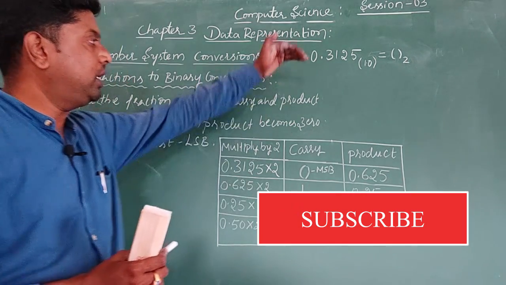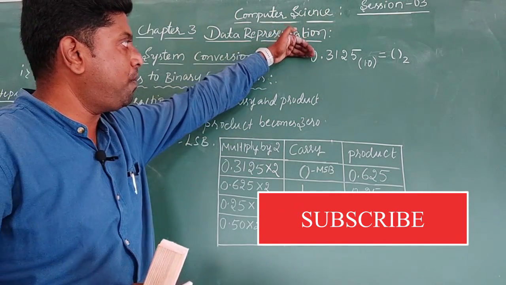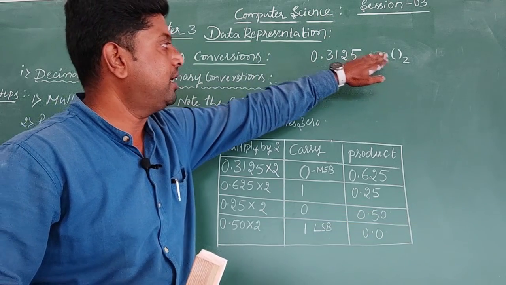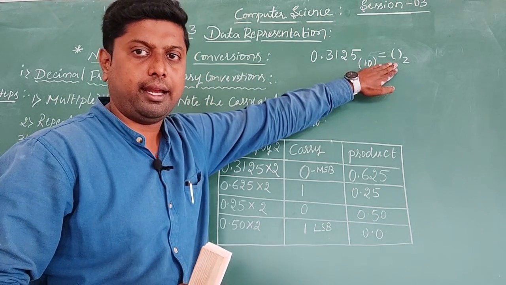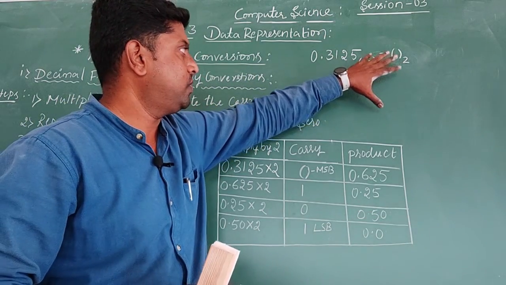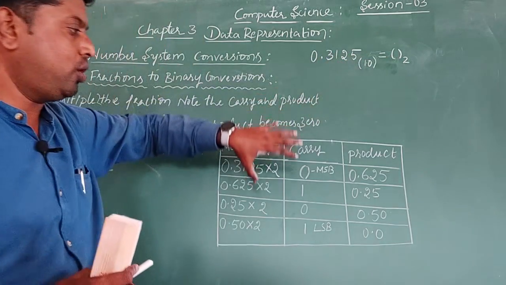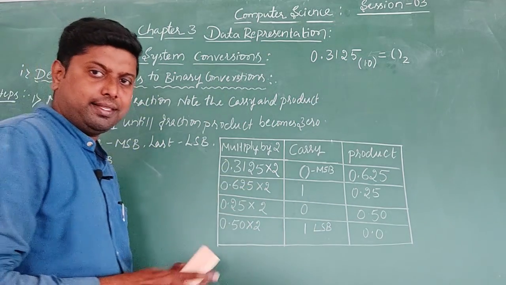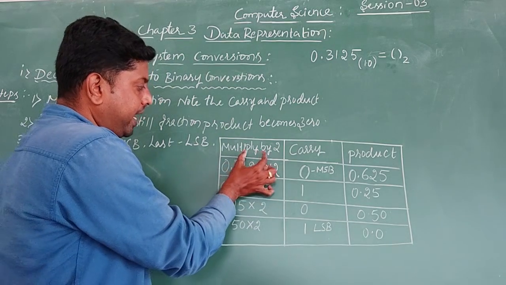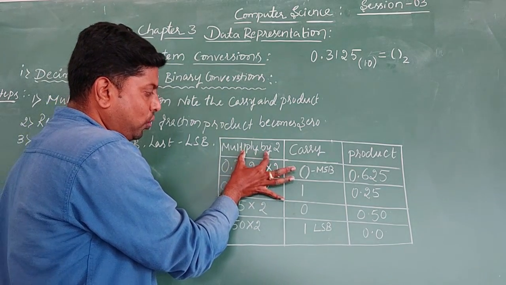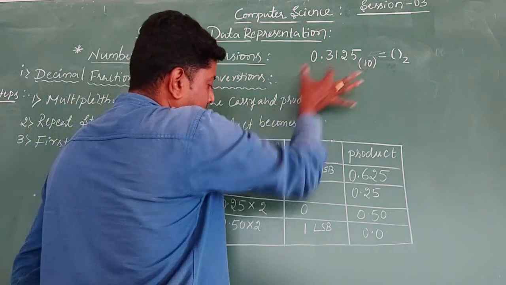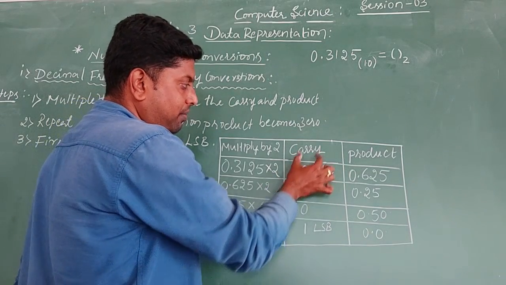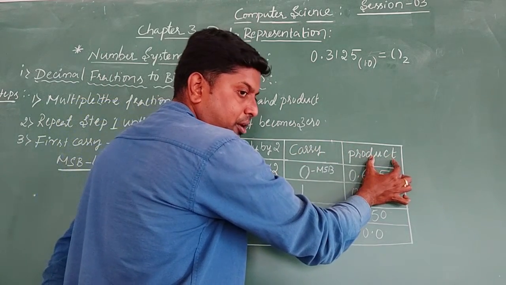If I want to consider this example, 0.3125 of base 10, that I want to convert into a binary number, for this I want one table. Now I am considering one table. What the table says, see here: the heading is multiply by 2. Whatever number is given, we have to multiply by 2, and we need one more column, that is carry, and the second one is product.